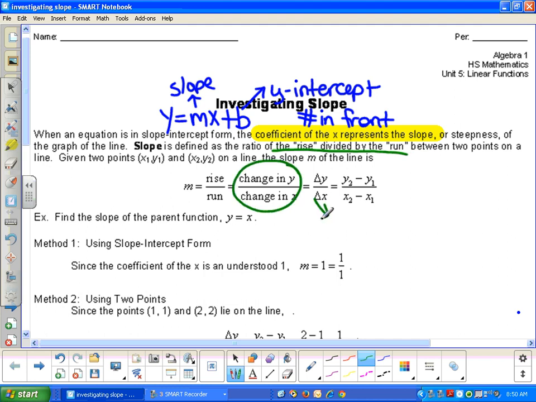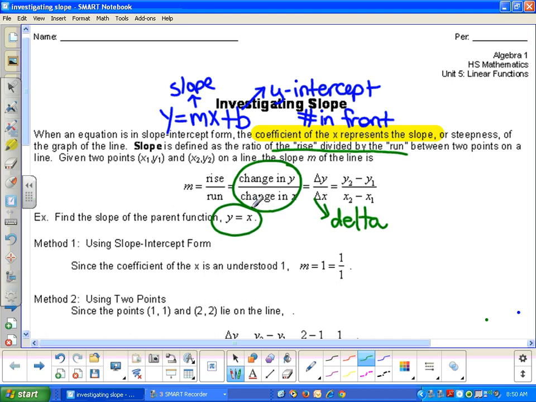And that's what this little symbol here means. I probably won't use it that much, but when you get into Algebra 2, or if you get to pre-cal as a senior, then they may use that as a delta. That little triangle means delta. So we want change in y over change in x.